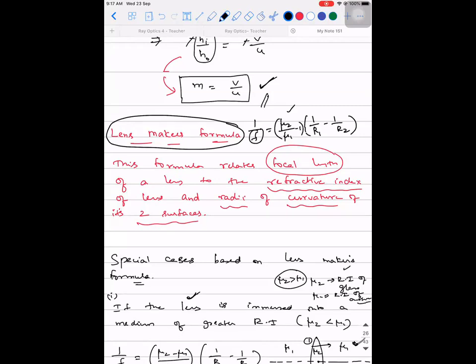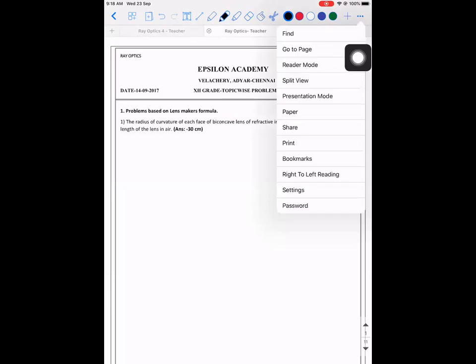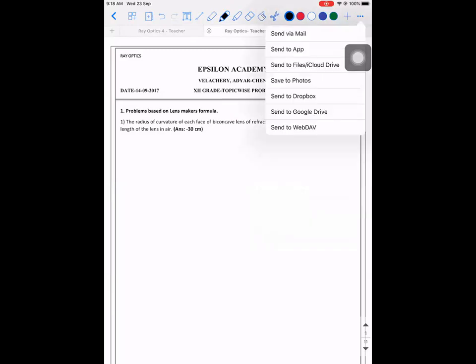Right? So, as I told you, this topic alone is slightly more important, based on which we will try out few problems. I brought in few problems which are based on lens maker's formula. 1 minute. So let's solve. So you can read the question from the screen, and tell me how to solve.